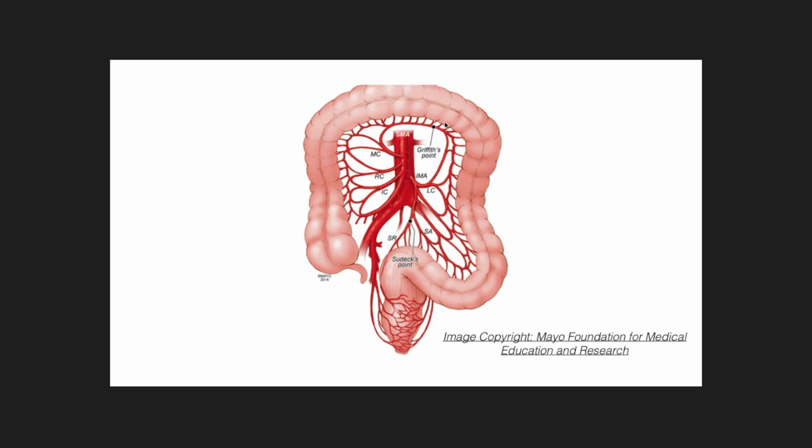There are several key points of collateralization that are notable and I'd like to point out. One is called Griffith's point, which links the SMA and the IMA territories across the transverse colon. There is also Sudek's point, which links the IMA and the internal iliac artery territories across the rectum, so where the superior and the inferior rectal arteries are located.